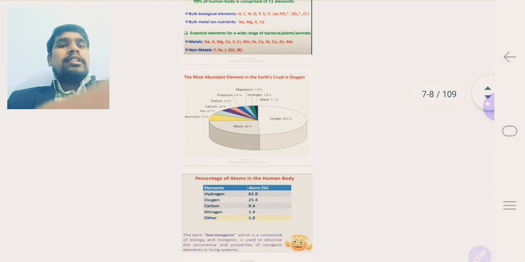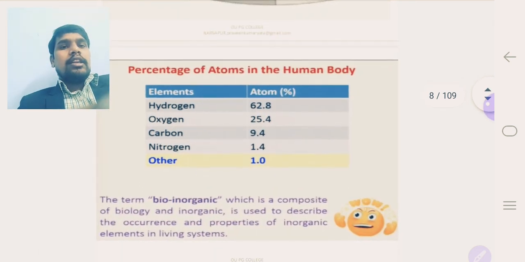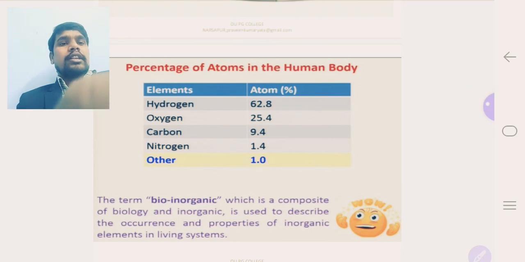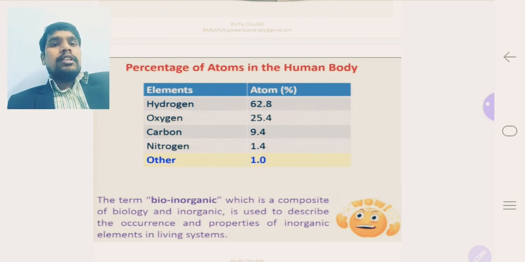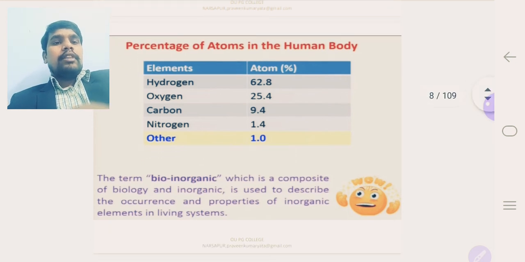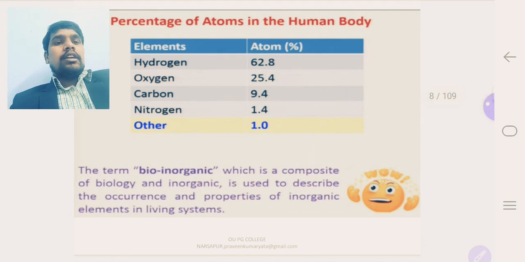The percentage of atoms in the human body: we have hydrogen 62.8 percent, oxygen 25.4 percent, carbon 9.4 percent, nitrogen 1.4 percent, and others 1.1 percent.